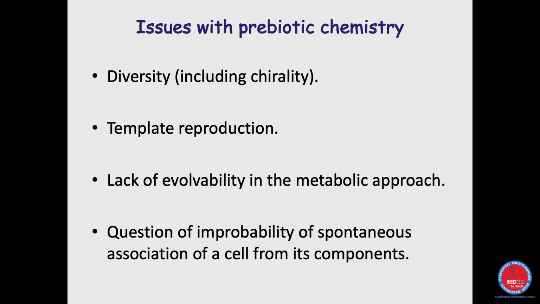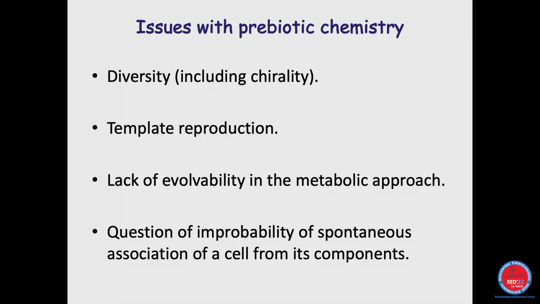We also have a problem with template reproduction, which is a process by which nucleic acids are replicated, because when you elongate one strand of nucleic acid on a template, as the strand elongates and is longer, it forms a stronger bond with the template. So it's difficult to dissociate, which in fact impedes to some extent the exponential growth of nucleic acid sequences, or RNA, for example. The metabolic approach, of course, suffers from some lack of evolvability.